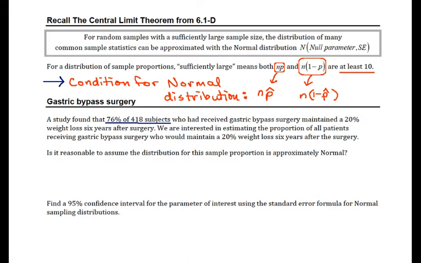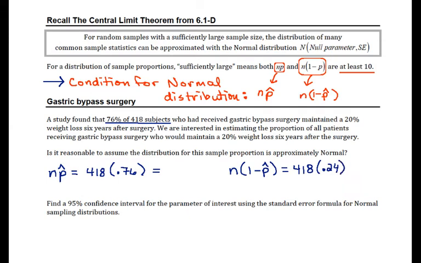So we want to consider n times p hat and n times 1 minus p hat. N is 418, p hat is 0.76. So 1 minus p hat is going to be 0.24. I want to calculate both of these and see if both of them are at least 10.